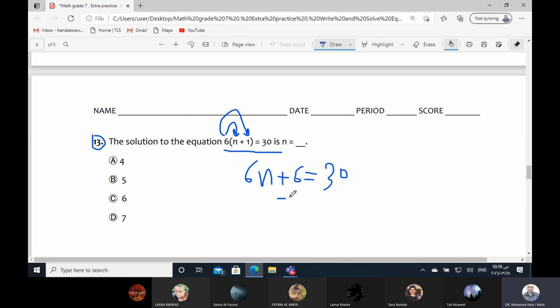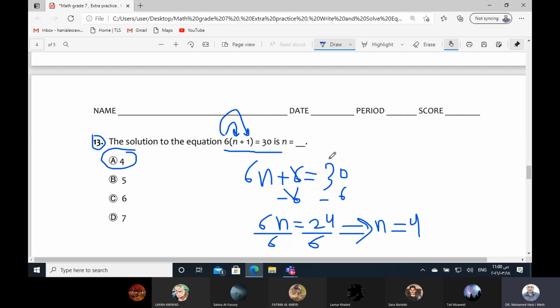Then remove 6 from the two sides. 6 minus 6, 0 remains here. 6n equals 30 minus 6, which is 24. Then divide here by 6, divide here by 6. 6n divided by 6 will be 1n, means n equals 24 divided by 6, which is 4. So the right answer is number A. Who has any question here? No questions.